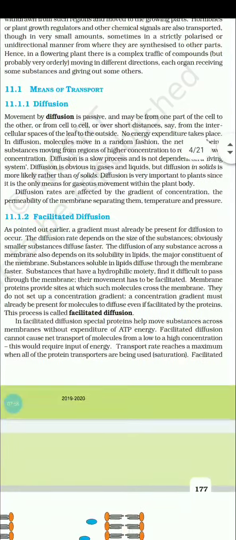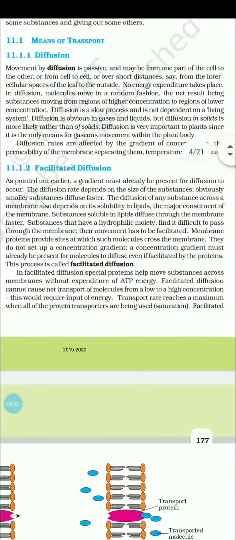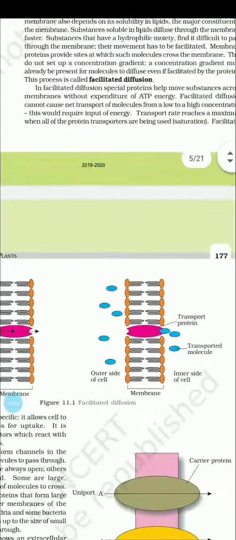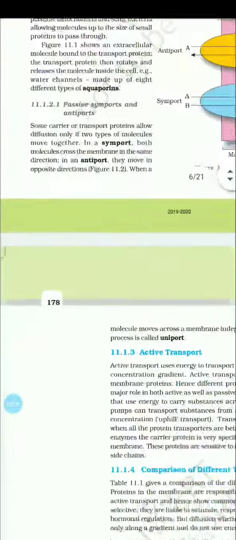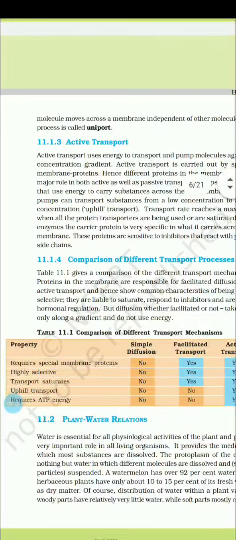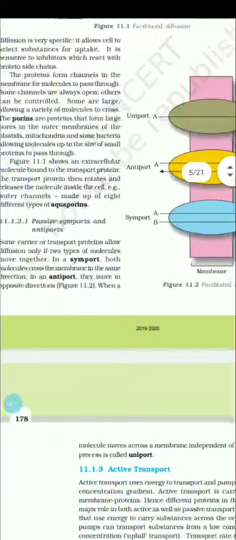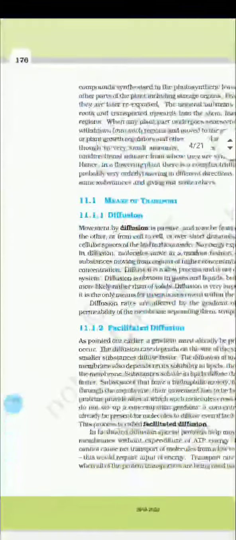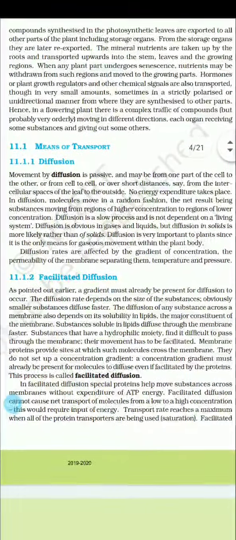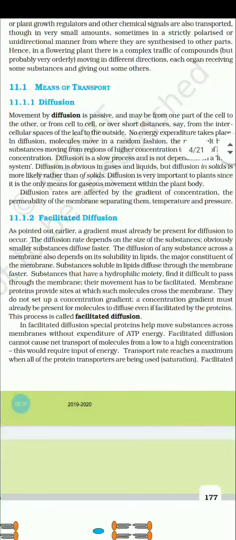Now coming back to the means of transport. So we have diffusion, facilitated diffusion, then we'll discuss active transport and the comparison between them. Right now we'll discuss mainly three modes, that is diffusion, active transport and facilitated diffusion. Now as you know, diffusion is always from higher concentration to lower concentration.